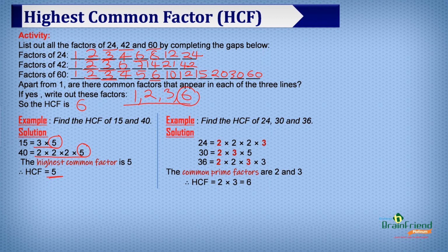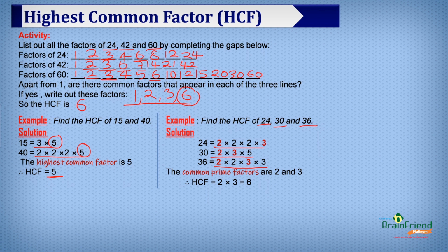And to the second example, we are expected to find, in this case, three numbers, 24, 30, and 36. We are expected to find their HCF. The factors of 24 have been listed. 2 multiplied by 2 multiplied by 2 multiplied by 3. The factors of 30 have been listed. 2 multiplied by 3 multiplied by 5. And then the factors of 36 have been listed. 2 multiplied by 2 multiplied by 3 multiplied by 3.